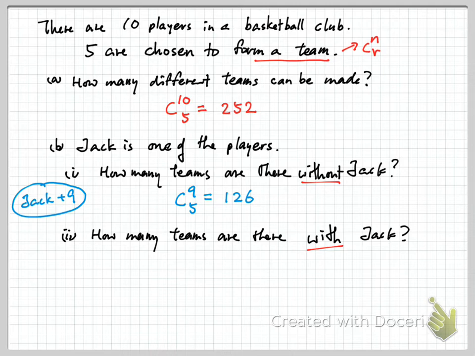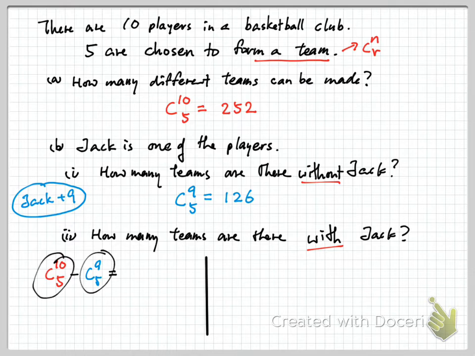Alright. So how about the teams with Jack? Alright, now there are 2 ways we can do it. The first way is, well, we take the answer from part A. These are the total number of teams with or without Jack. And then I subtract from it the number of teams without Jack. Alright, you take all of them and you subtract those without Jack. So the number remaining will be the number of teams with Jack. Coincidentally, it is the same 126.